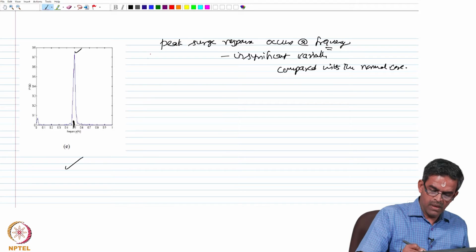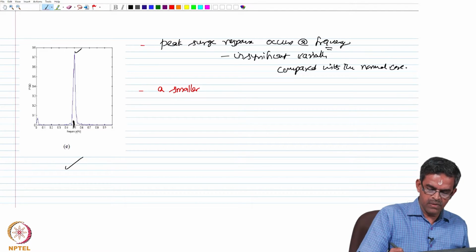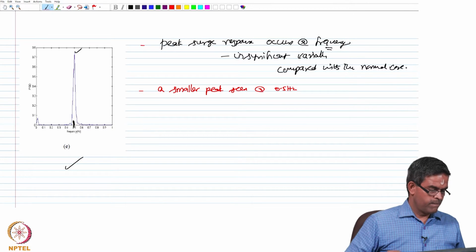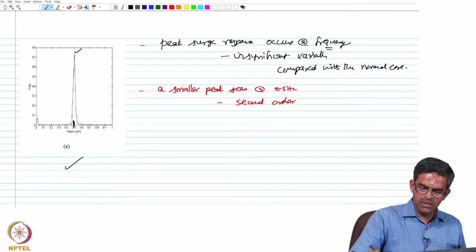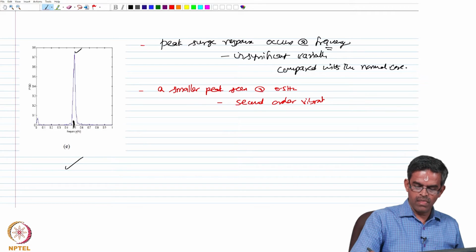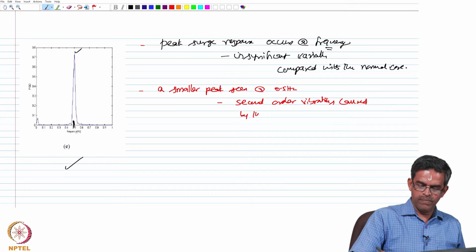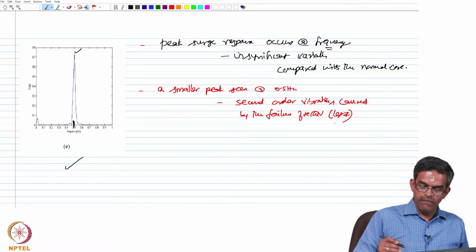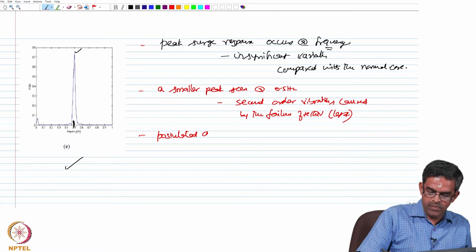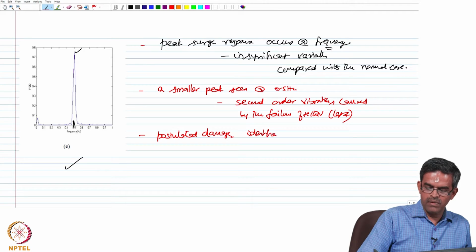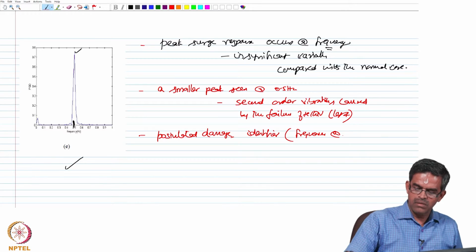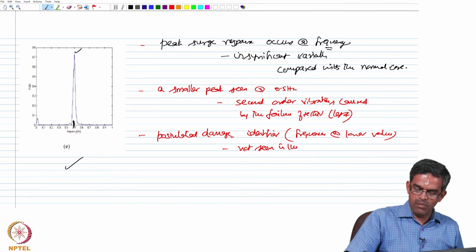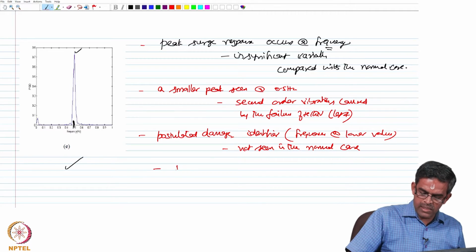But there is a small peak seen at about 0.5 hertz, which is actually due to the second order vibrations caused by the failure of the tether, that is leg 4. So, friends, when there is a postulated damage, the identifier in this case is the frequency at a lower value, which was not seen in the normal case, and it can be used as an identifier.